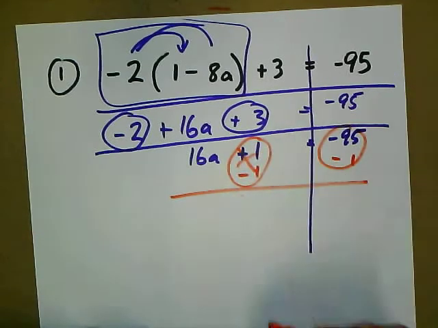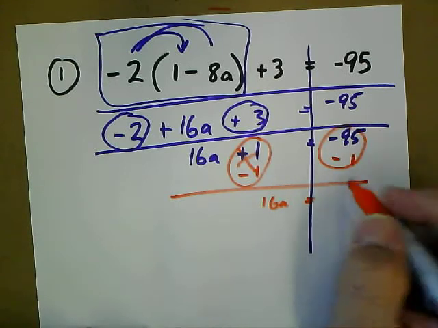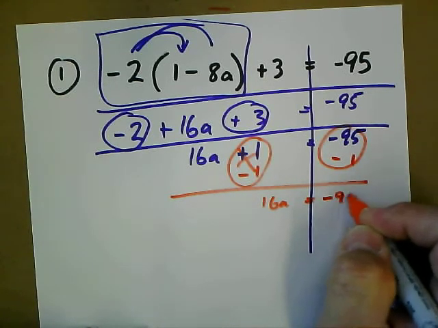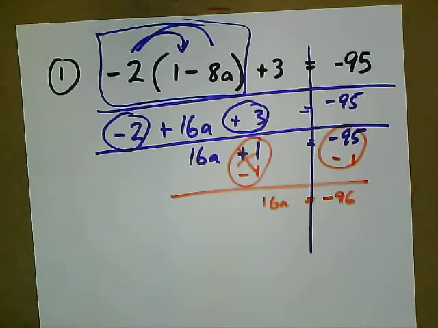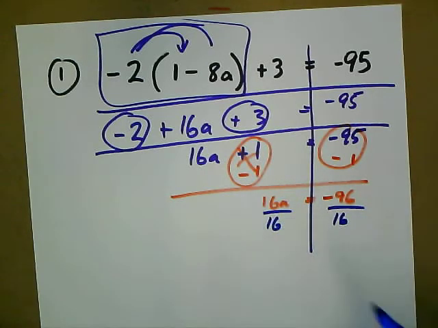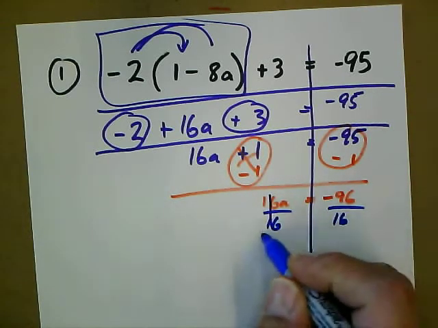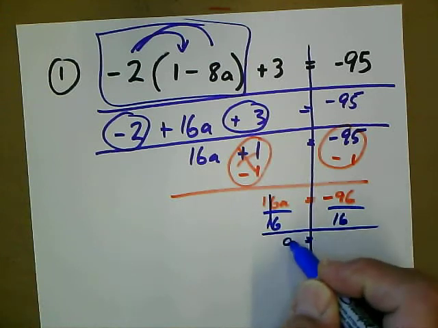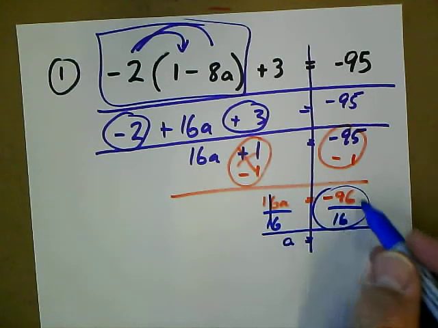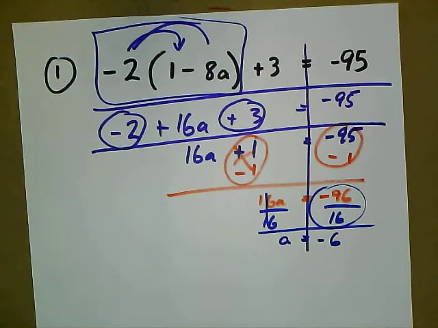Our opposite operations are gone. We're left with just 16a on this side. And negative 95 minus 1 is negative 96. And our last and final step is to go ahead and divide. So we divide by the number in front of the variable, the exact number in front of the variable. Our times 16 and divided by 16 are opposite operations, they're gone. We're left with just the a. And then negative 96 divided by 16 is negative 6. And that's that one.